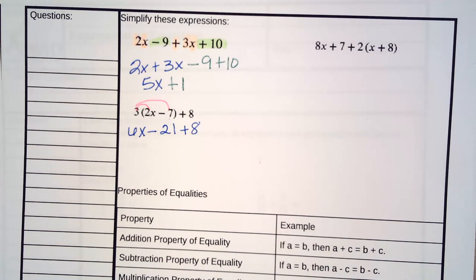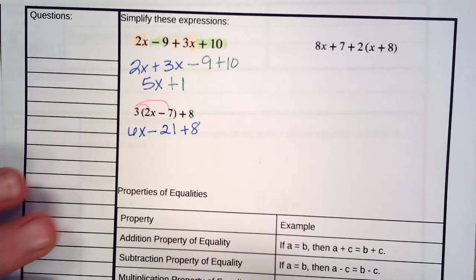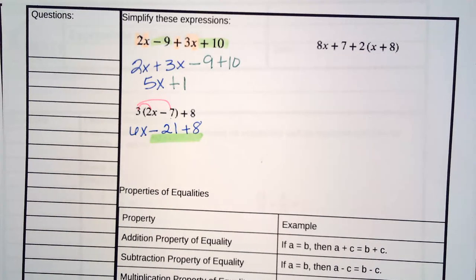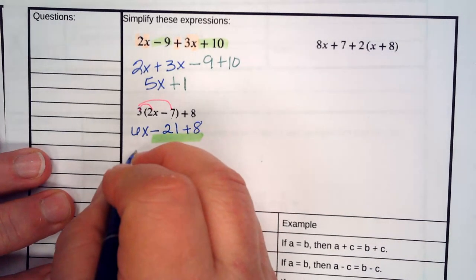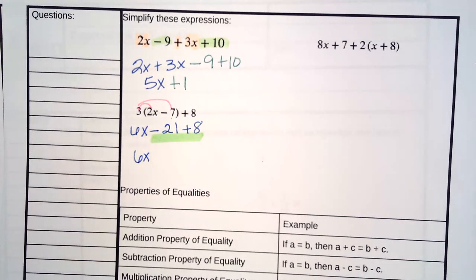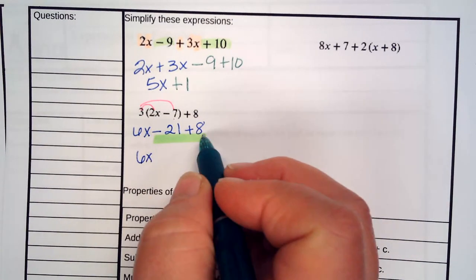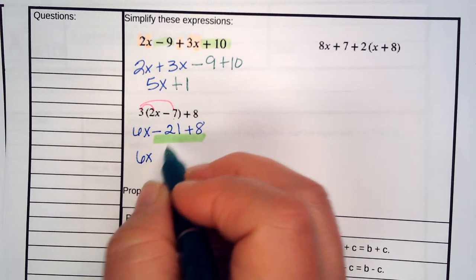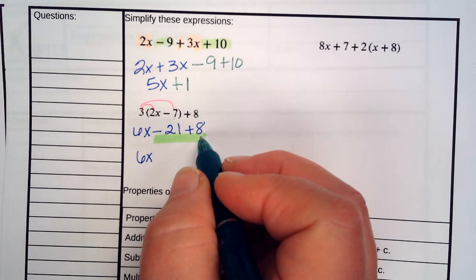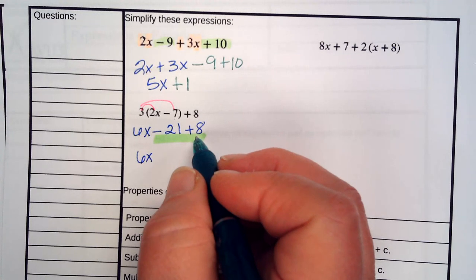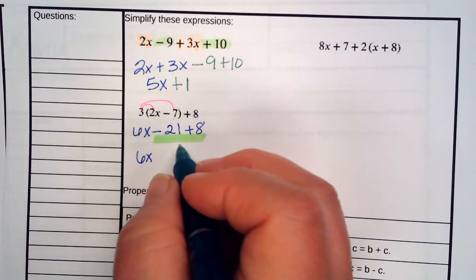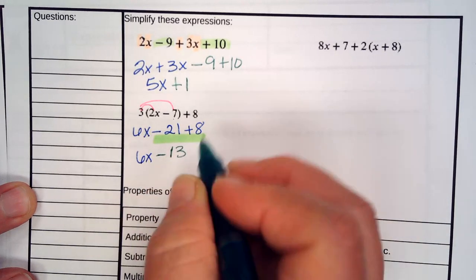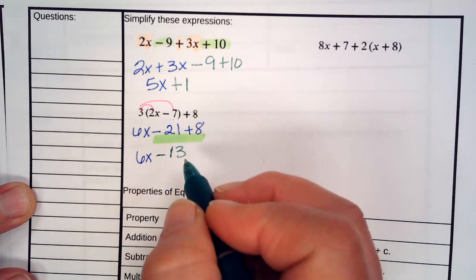What are my like terms? My like terms are the numbers. That's all I can combine. 6x. What is negative 21 plus 8? They're opposite signs, so I find their difference. 21 minus 8, well, if it was 10, it would be 11, 12, 13. So 21 minus 8 is 13. It's going to have to be negative because the 21 is negative.